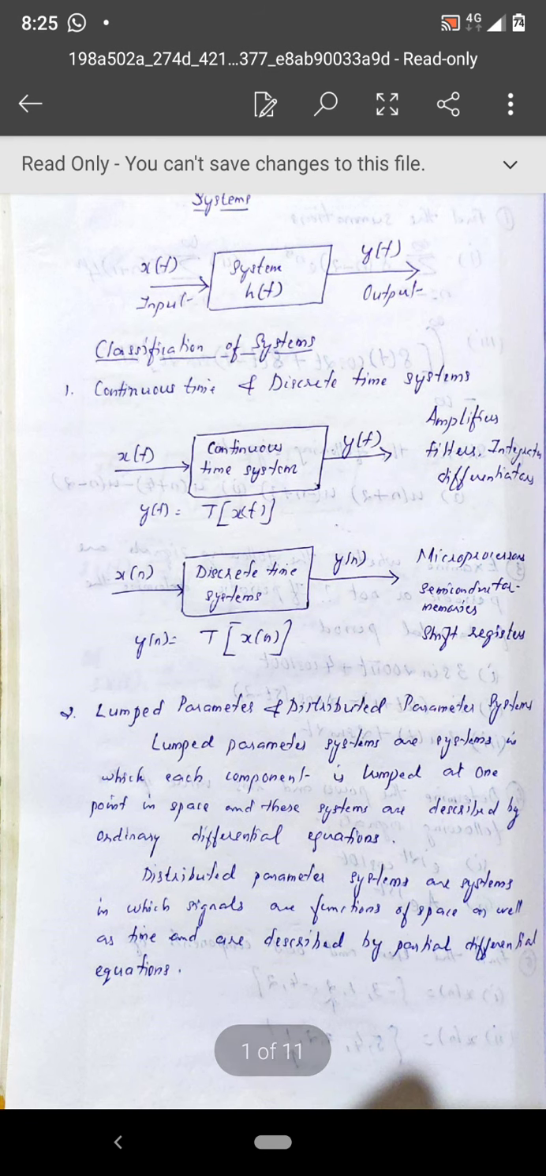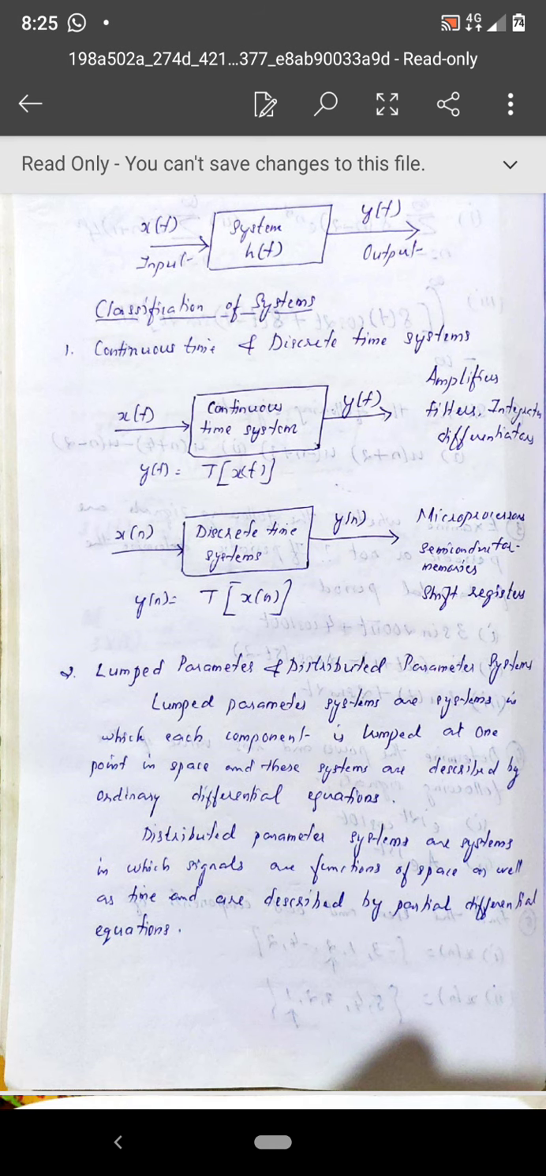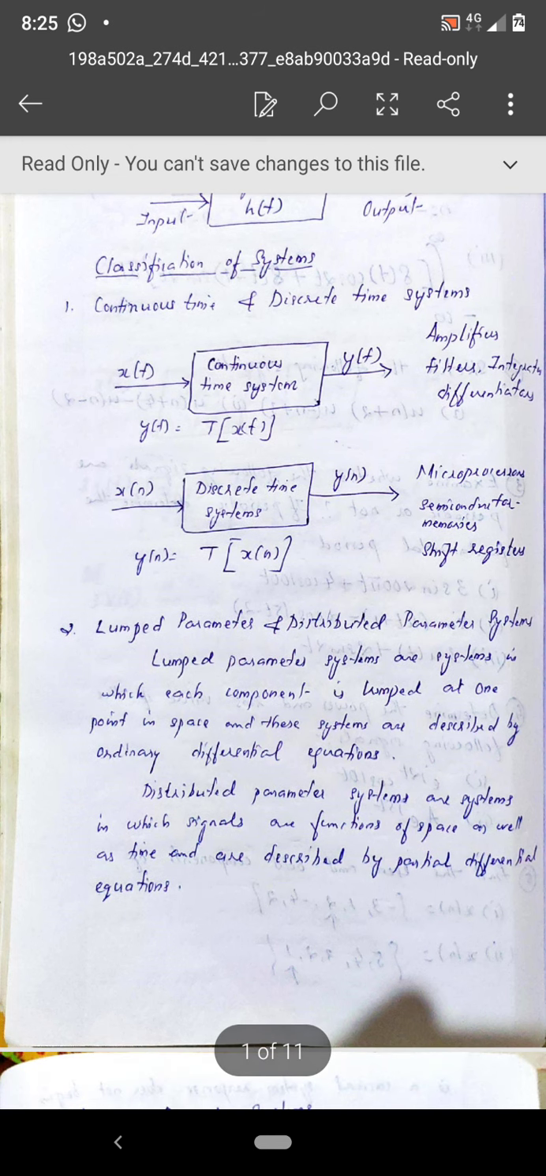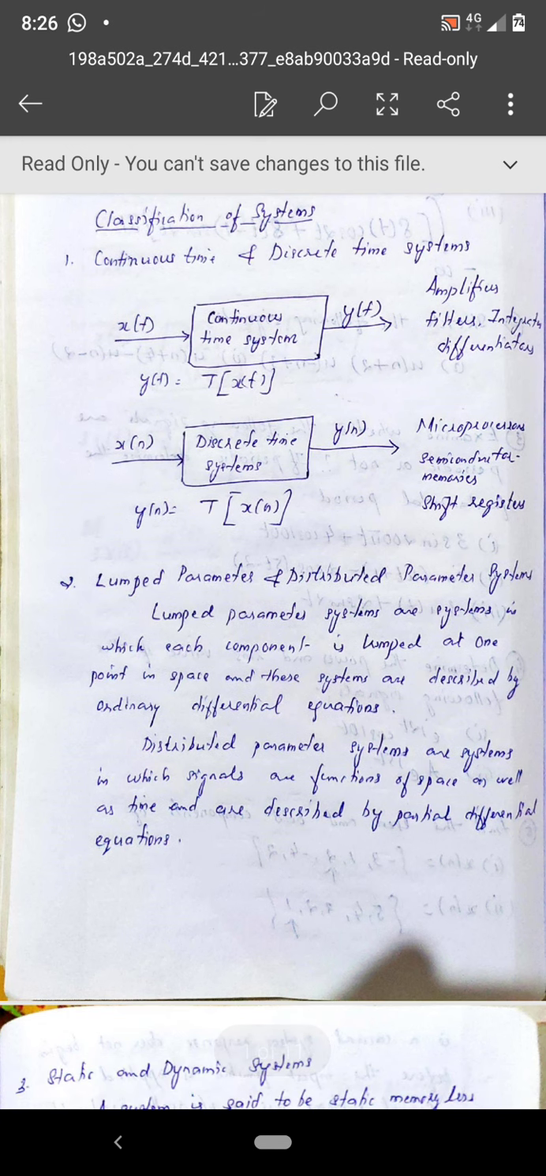The first and most general classification is continuous time and discrete time systems. So what is a continuous time system? A continuous time system accepts continuous time signals, and it gives out continuous time signals as output. So x of t is a continuous time signal being accepted by the system, and y of t is the continuous time signal given out by the system. Both are continuous. Whereas if it accepts discrete time signals and gives out discrete time signals, such a system is called a discrete time system. You can see that x of t is being transformed to get y of t. Similarly, x of n is being transformed to get y of n.